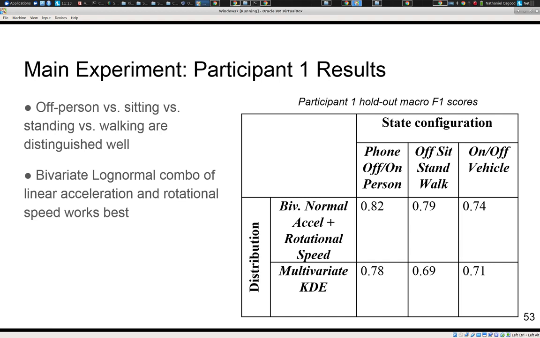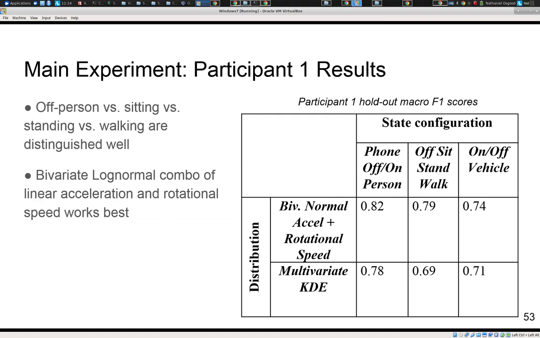We could classify with over 80% F score, which is the harmonic mean of precision and recall. So a harmonic mean that takes into account false positives as well as false negatives. A score of 0.82, which is considered an excellent level of classification as judged by F1 score. In this multi-classification context, distinguishing off-person, sitting, standing, walking, close to 80%, and on and off vehicle, 74%.